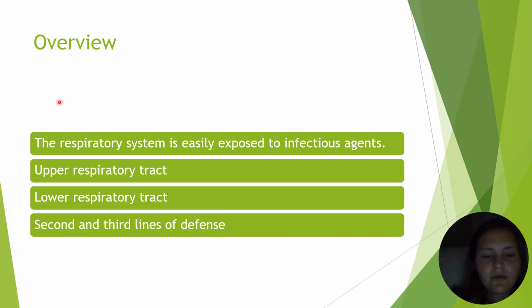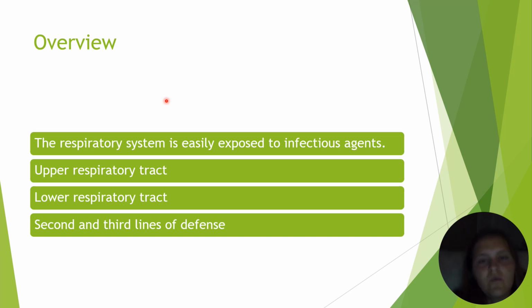Okay, so the respiratory system is easily exposed to infectious agents. So if you consider how much debris and pathogens we breathe in on a daily basis, we are bound to get sick at one point in our lives. So the upper respiratory tract, this is your nasal mucosa, and they block pathogens. And you also have your nasal hairs. They also help to block pathogens.